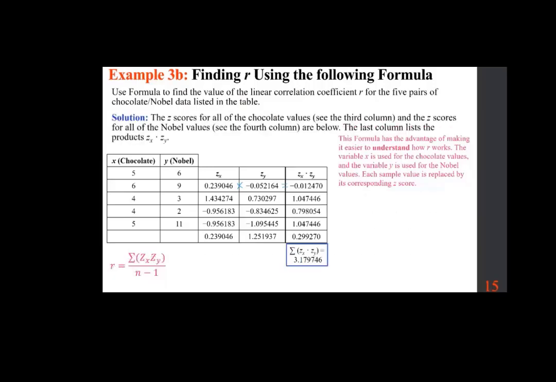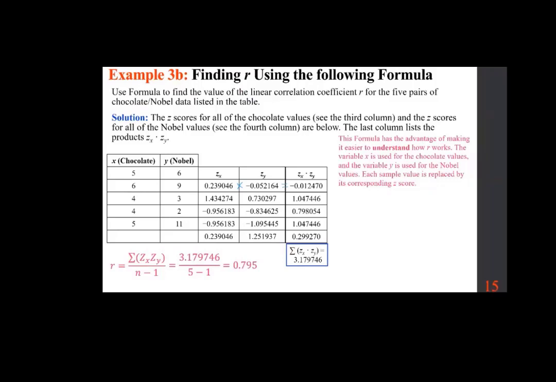So the z-score for all the chocolate values, see the third column. The z-score for the noble values, the fourth column. And the last column is the product. Okay, everybody? Put it into the formula. N is 5, so 5 minus 1. And you get to the same answer.